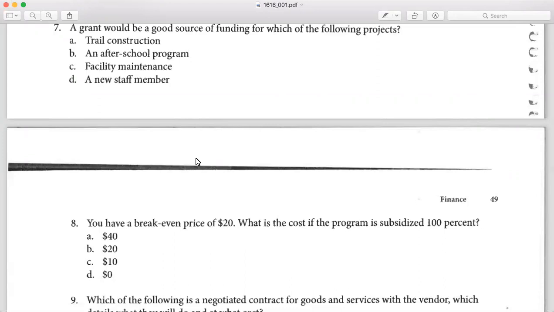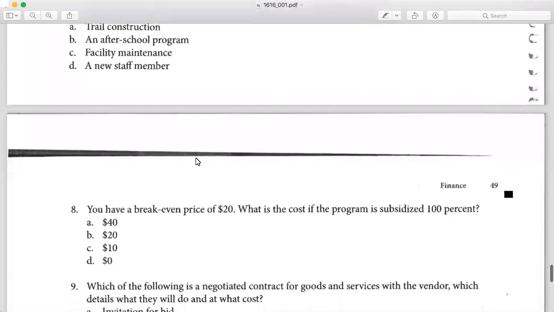So, correct. It's a break-even price of $20. What is the cost if the program is subsidized 100%? It's got to be 0. So the break-even price point of 20 could be 40, could be whatever. It is 100% subsidized, so the cost of the program is 0. Okay, so gotta make sure you guys get that one. It's D, 0. Excellent. Okay, next question.